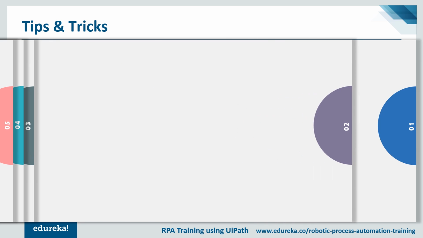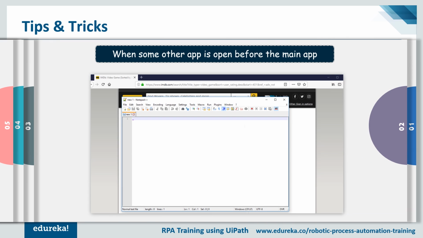Now moving on to the second one, which is basically when some other app is open before the main app. Like for the example over here, for the demonstration, I used a website, right? So instead of the website, if I have Notepad++ open over it, then obviously UiPath would not understand from where it has to scrape the data, right? You need to make sure that your website is open and no other application is open. So this is one of the most common errors that everybody makes. They just open a few apps and then they expect UiPath to understand from which one they have to scrape the data or do any other activity, right?